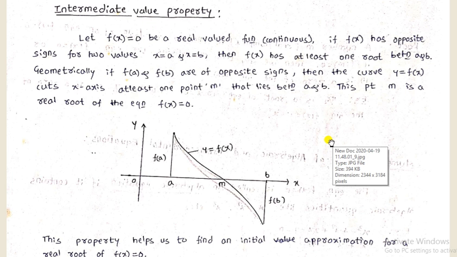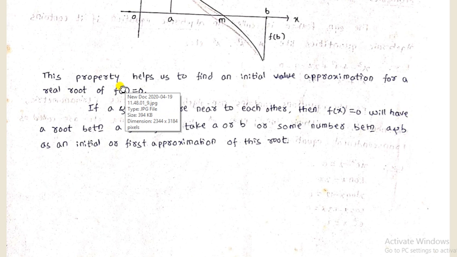While discussing the Newton-Raphson method and the regula falsi method, this intermediate value property will help us to calculate the root which lies between a and b. The intermediate value property will help us to find the initial approximation for a real root of f of x is equal to 0.